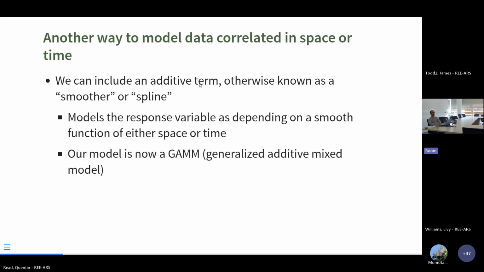And there's a second way, besides putting all the space and time variation in the residuals: we can actually put it in the model as basically a covariate.